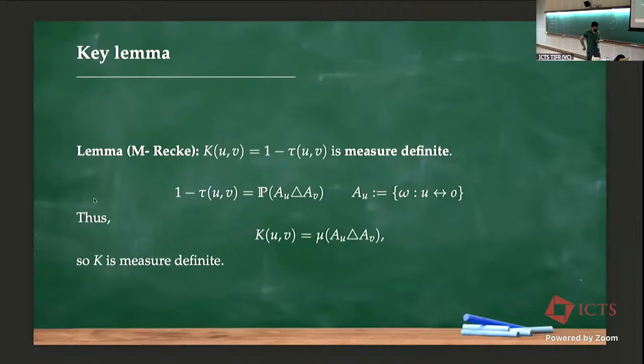Okay, so maybe just recall this. 1 minus tau is measure definite, also an L1 kernel. Yes, mu is the law of the set A of u under P.